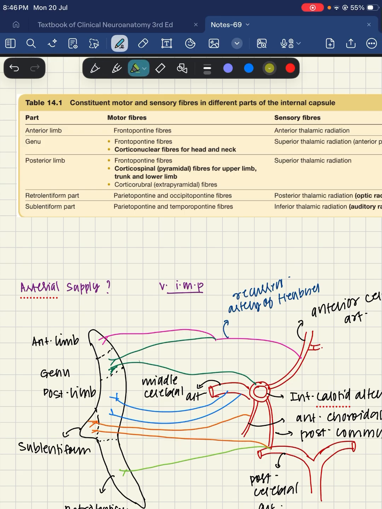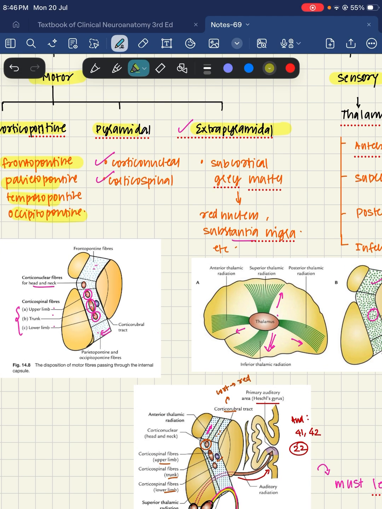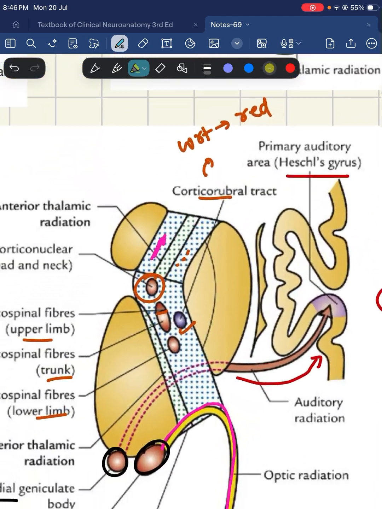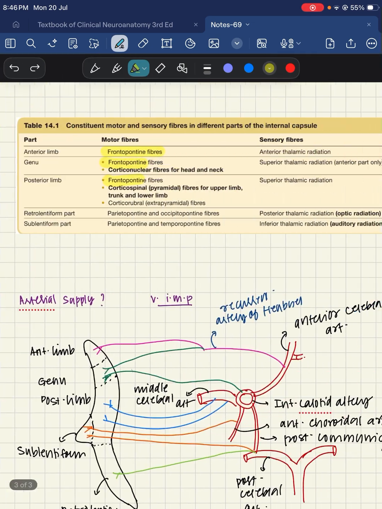I think this would be easy now. From the anterior limb we can see the frontopontine fibers will be there. In the genu also frontopontine will be there. Posterior limb also frontopontine will be there. You can see the blue one over here. This was the frontopontine. So you can see it is distributed throughout the course of the internal capsule. Then we can see the other fibers.